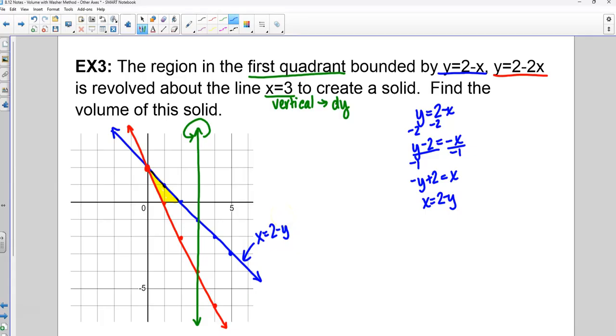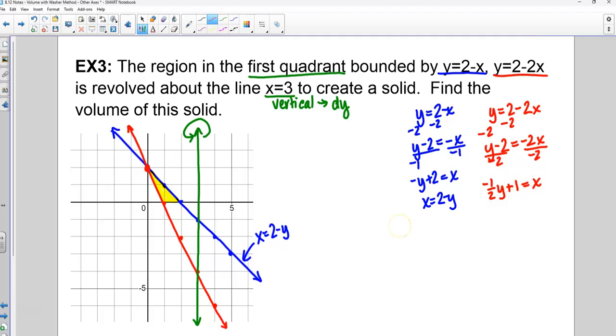I graph it, well, it's still solved for y. It's easier to graph, but it's got to be solved for x to use it in the problem. And you've got to do the same thing over here. You've got y equals 2 minus 2x. Subtract that 2. y minus 2 equals negative 2x. Divide by negative 2. So you've got negative 1/2 y plus 1 equals x.